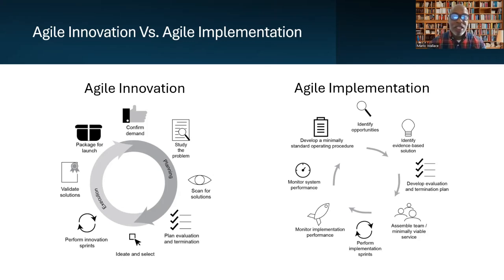When I say package it, it goes back to the last step of Agile implementation, which is develop a minimally standard operating procedure. It's basically the same thing. If you cannot find a solution, then you work in the Agile innovation model. But we're going to talk about each in more detail as we get to the actual specific model.